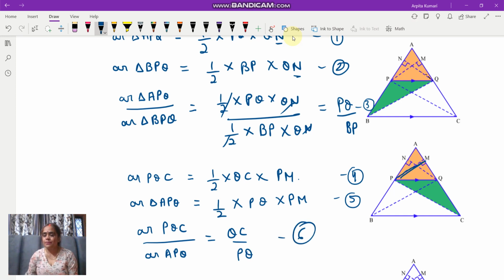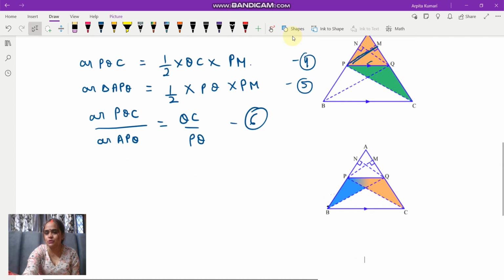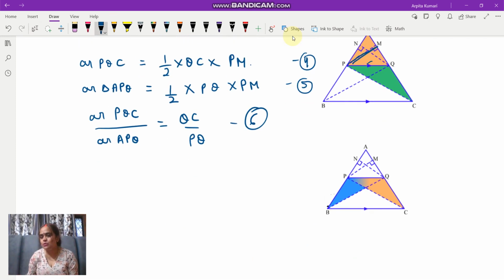Can you observe one similarity in both cases? First we have taken triangles APQ and BPQ, and in the next case APQ and PQC. Just look at this red triangle APQ, it is the same in both. So we have to consider BPQ and PQC for moving forward. Now let's talk about these two triangles, BPQ and PQC.